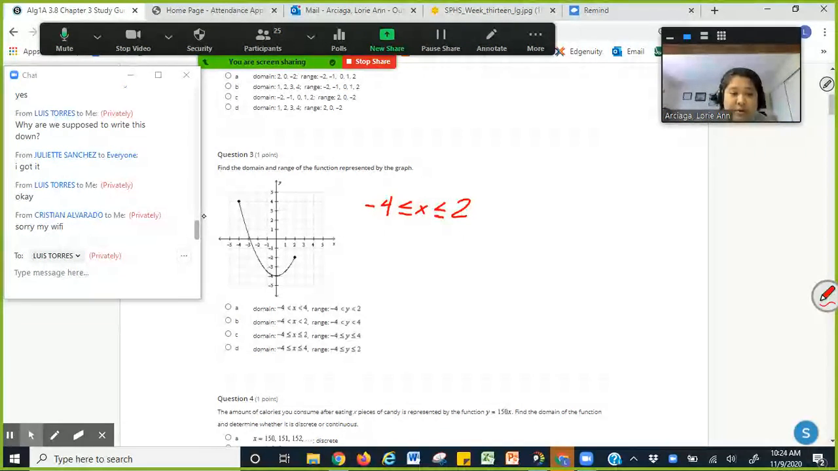So let me repeat one more time. For the domain, you look at your x values. Now for the range, you have to look at the y, yeah?